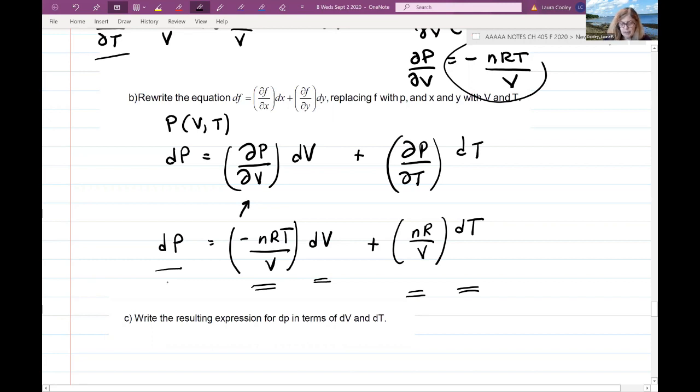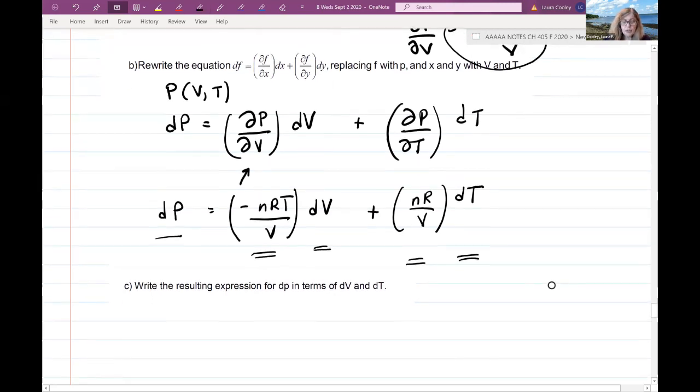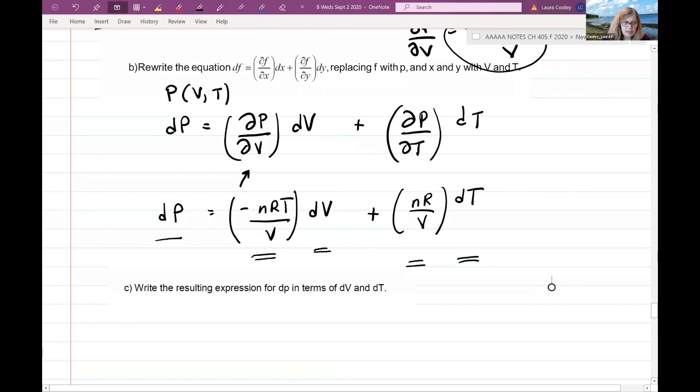And so this is something that we use a lot in PChem: figuring out the change, the differential of a function, by looking at these contributions from the slopes multiplied by the changes in the different variables.